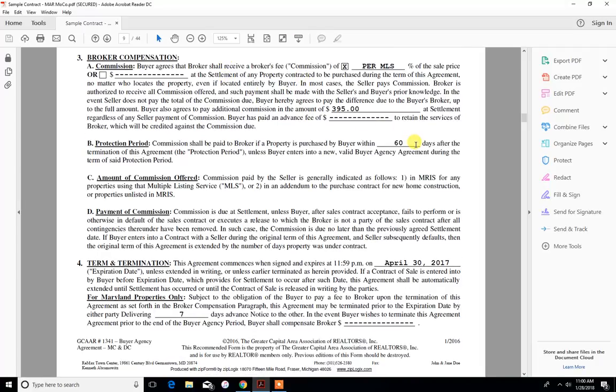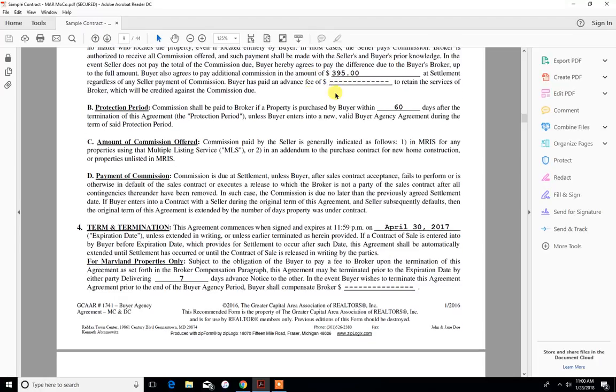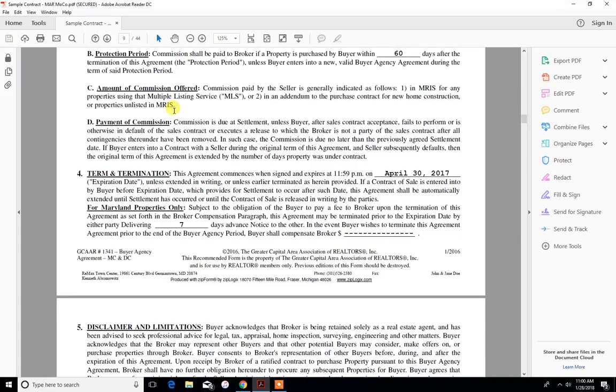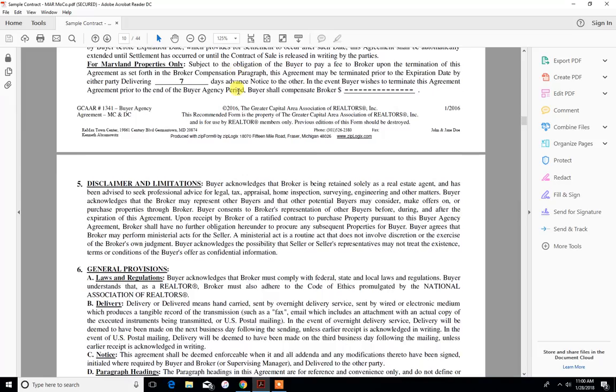This is a 60-day protection period. What it means is that you can't go see a home with me and then say, "Hey Ken, you're fired," and then try to cut a deal on this same house without me. C and D don't apply. Termination: this will expire on April 30th. If you want to get out of it, give me 7 days advance notice and then I'll terminate the deal.